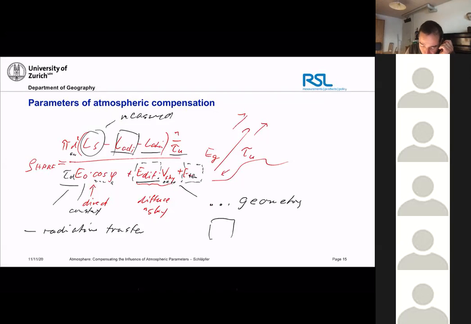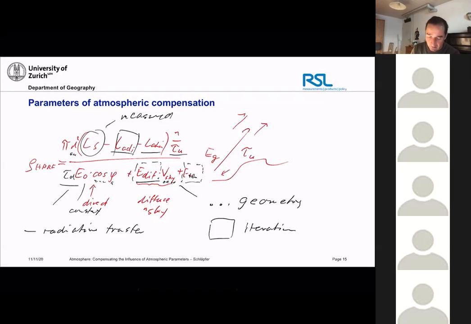Those you don't know at first. You need to do an iteration. Iteration means that for the adjacency effect you first do a correction, and then you get a guess of the reflectance of the surroundings. Then you put it back into the model and do a second calculation, and that's how you get the adjacency correctly quantified.